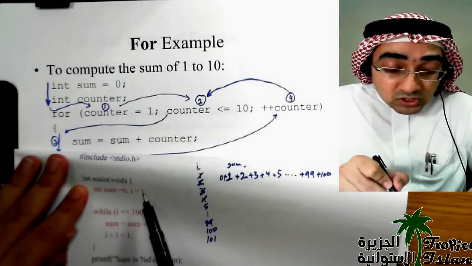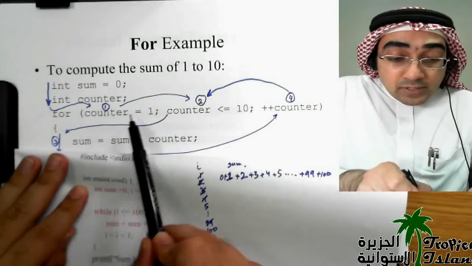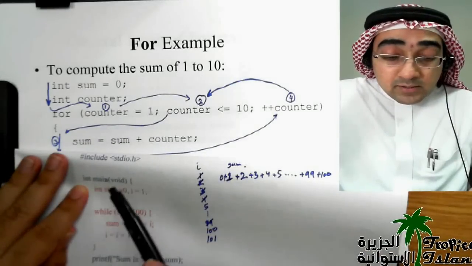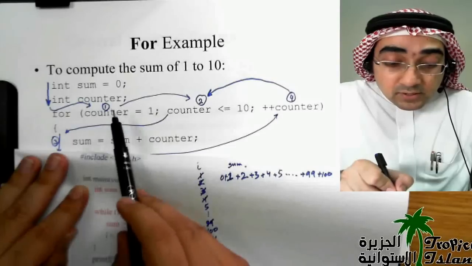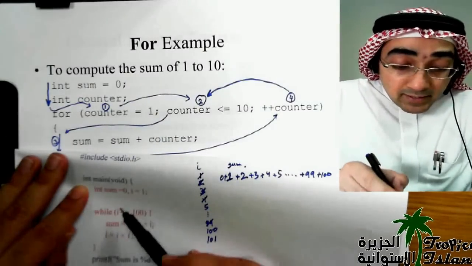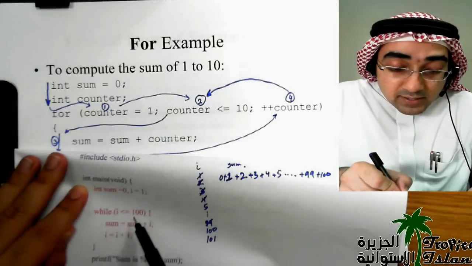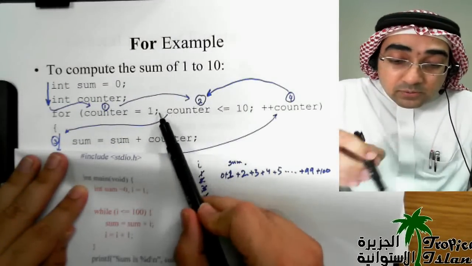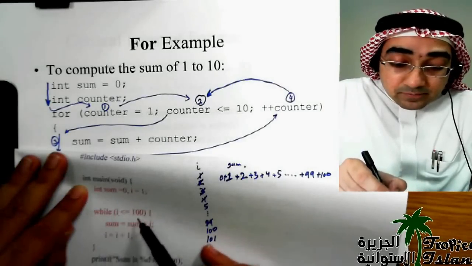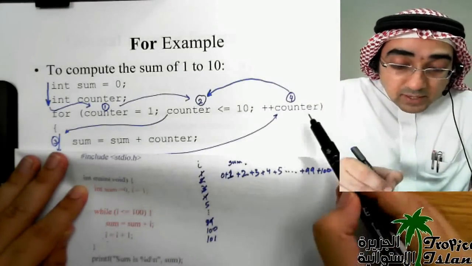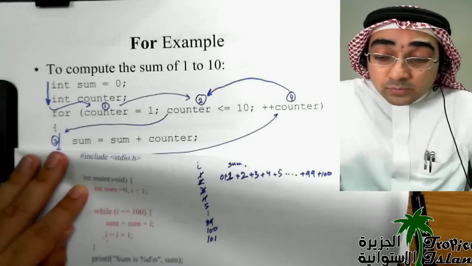Over here I initialized my i to be 1. Over here I initialized my counter to be 1. It's the same program, but I'm just using different variable names. Here I used i, here I'm using counter. So I initialize the value of i to be 1 and counter here to be 1, and then inside the while brackets I checked if i is less than or equal to 10 or 100, whatever the value was. The update is i equals i plus 1. Over here I just put counter plus plus or plus plus counter, which is equivalent to saying counter equals counter plus 1.